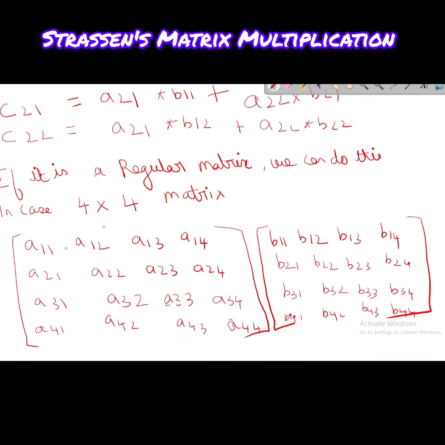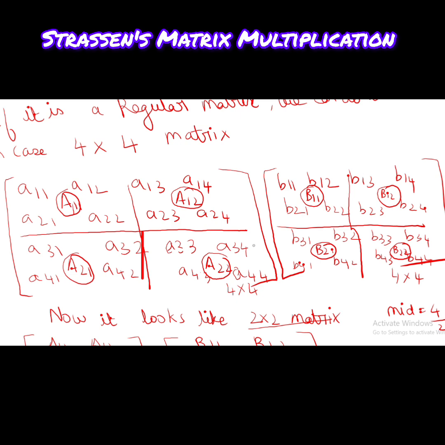Suppose it is a 4 cross 4 matrix, so we will see how we can do that. In the case of a 4 cross 4 matrix, what we are going to do is find the mid value. After finding the mid value, we are going to break that 4 cross 4 matrix into 2 cross 2 matrices.